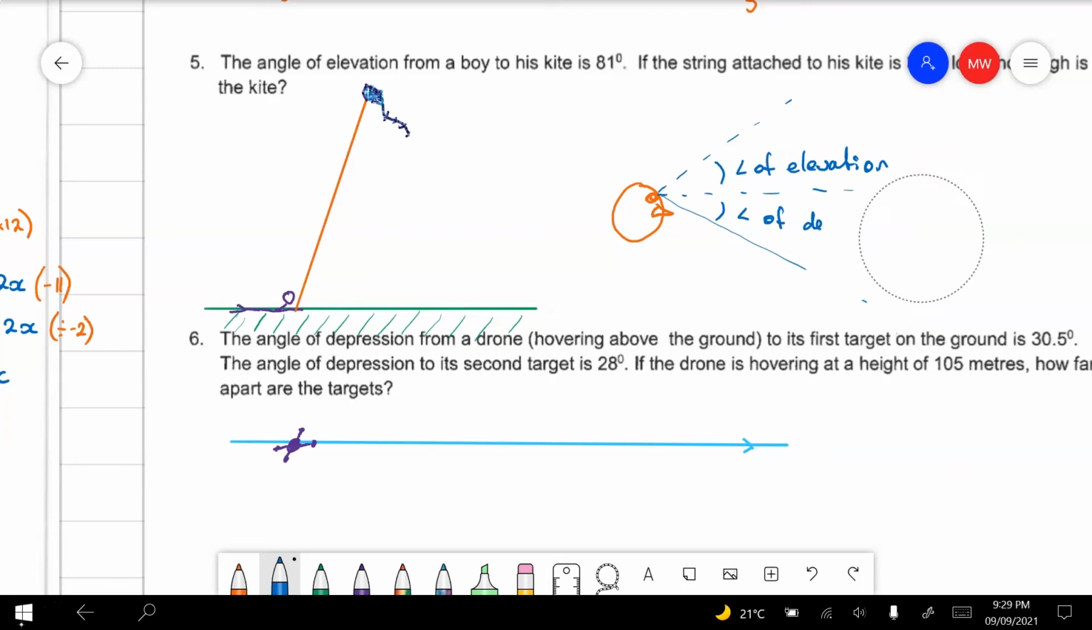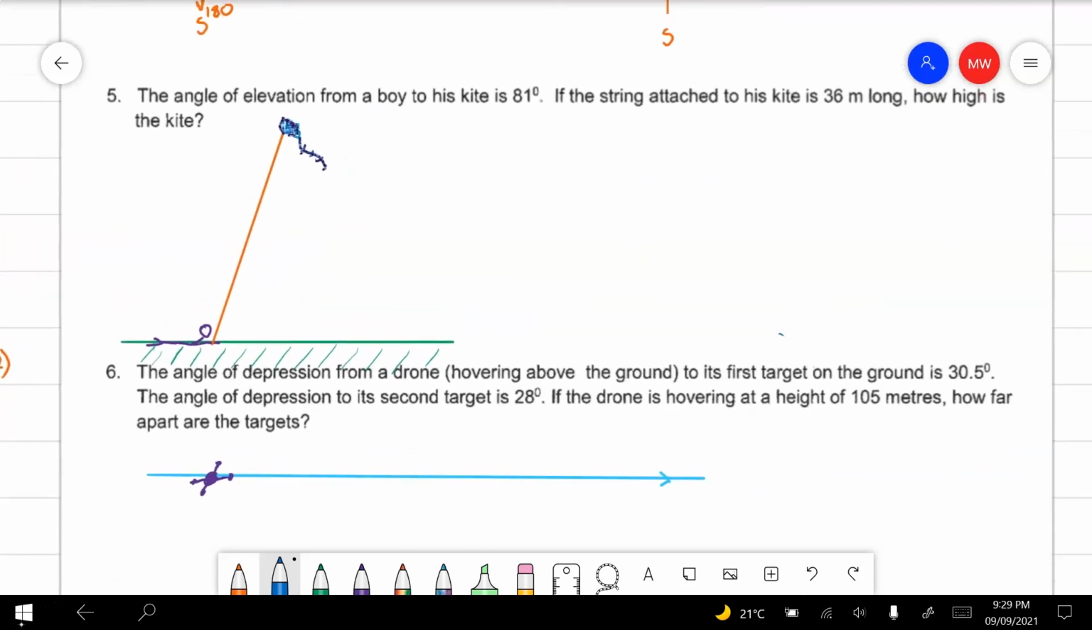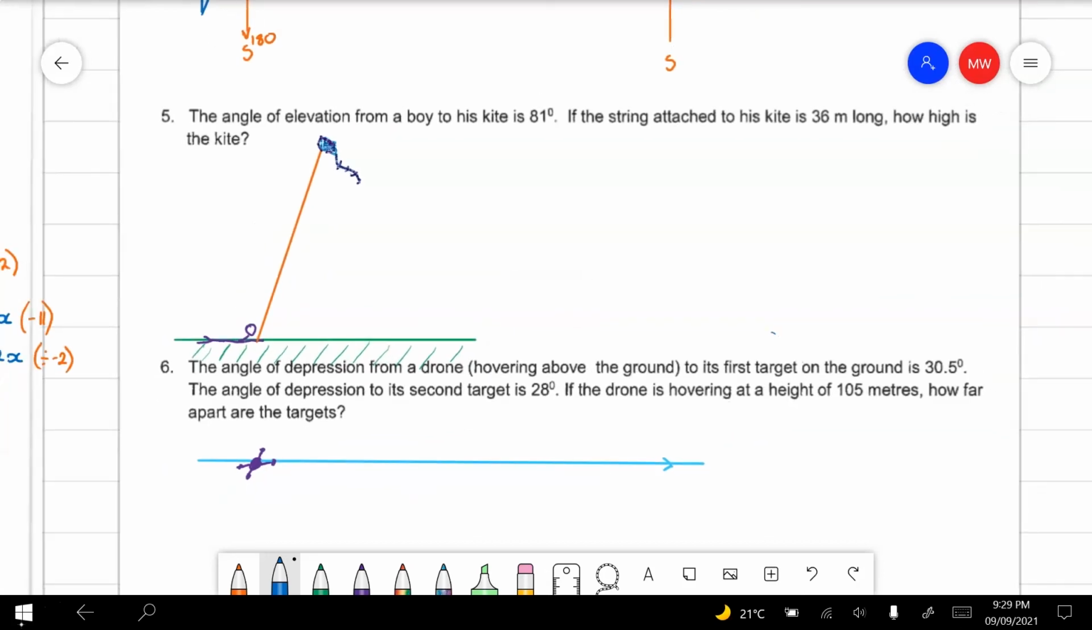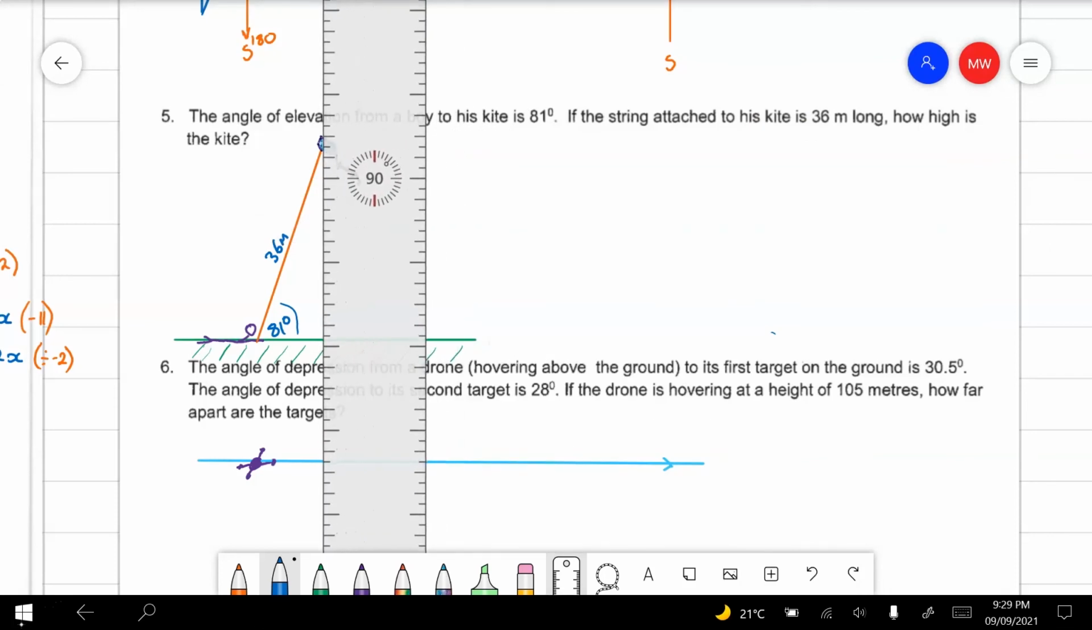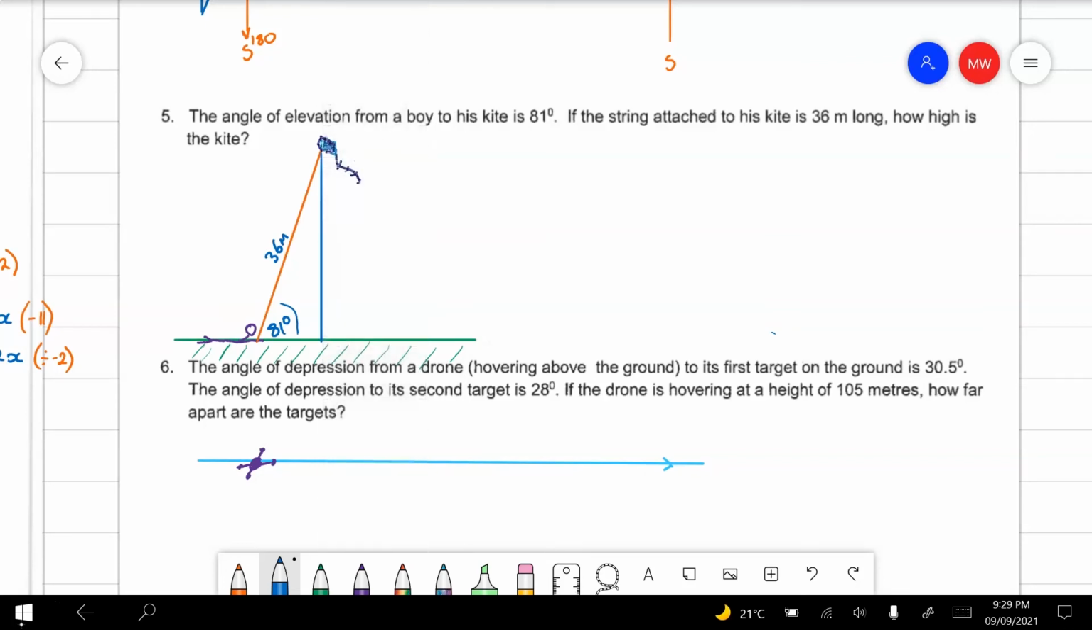So if we consider this question here, the angle of elevation from a boy to his kite is 81 degrees. That means that it's 81 degrees in here because he's looking up. Okay. If the string attached to his kite is 36 meters long, how high is the kite off the ground? So what we'll do is we'll complete it as a right angle triangle, and we're trying to find how high the kite is. So we're back to trigonometry, and we'll use the rules SOHCAHTOA.